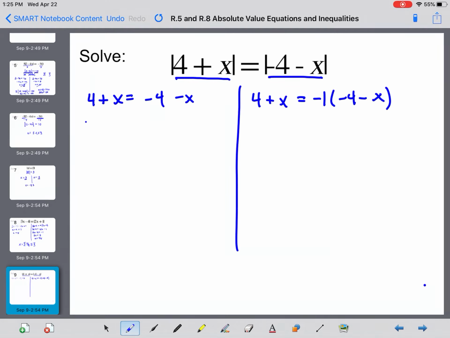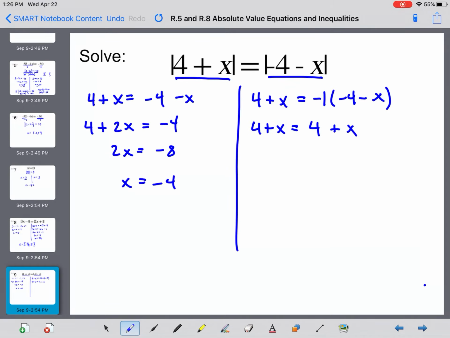So for this left-hand side one, let's go ahead and add x to both sides. And then I'm going to go ahead and take away 4 and divide by 2. So x equals -4 is going to be one of my solutions. On the right-hand side one, let's distribute the -1. And now let's solve this equation.